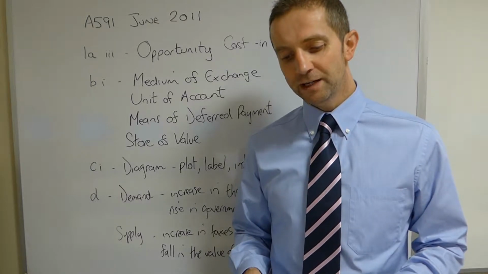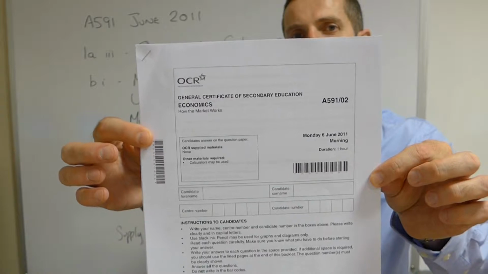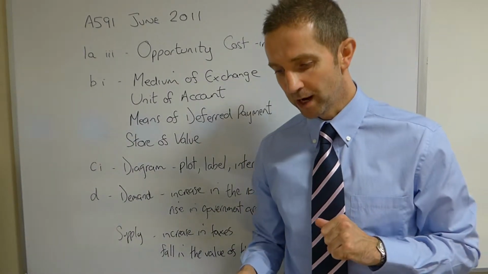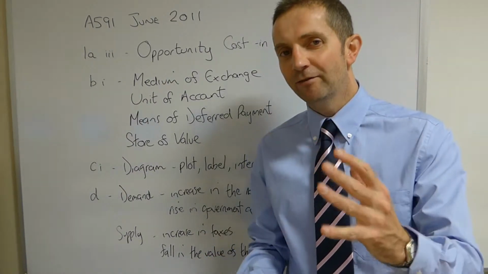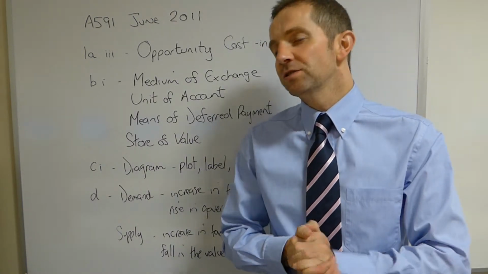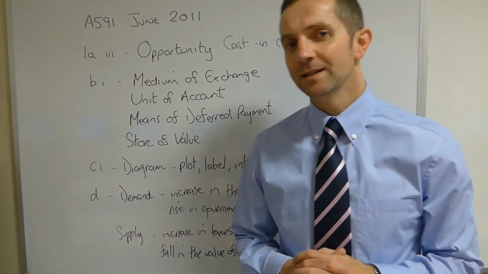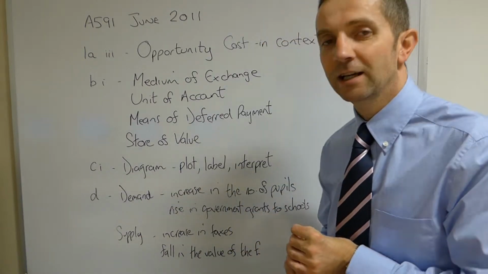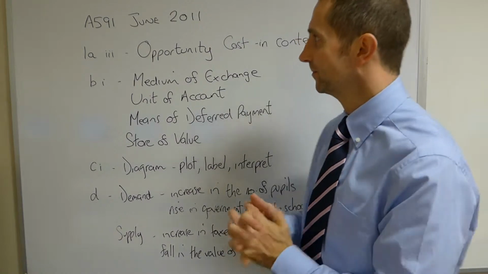This is feedback for the June 2011 A591 paper. That's paper 1, the micro paper. In general this time the average mark for the class is a little bit down on previous scores. So let's take a little look at this. Here we have a few general points as to why those scores might not have been quite as tip-top as they have been in the previous three past paper questions that we've done up to this point.